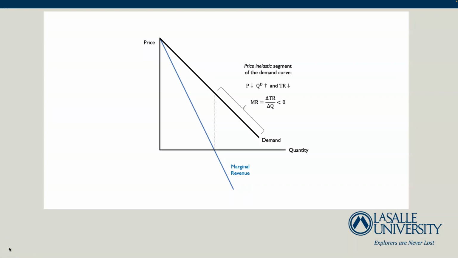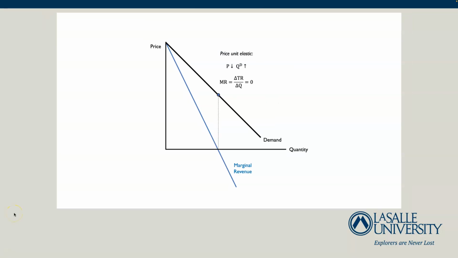But at some point, we hit the price inelastic segment of the demand curve, and there a price cut will still lead to an increase in quantity demanded. But now we're losing so much revenue from the price cut itself relative to the new customers coming in the door that overall revenue begins to fall. And that's why marginal revenue from that point forward is negative. Right in between, as I mentioned, is the price unit elastic point, where a slight price change will lead to a slight increase in quantity demanded, but the overall net effect on total revenue is a wash.